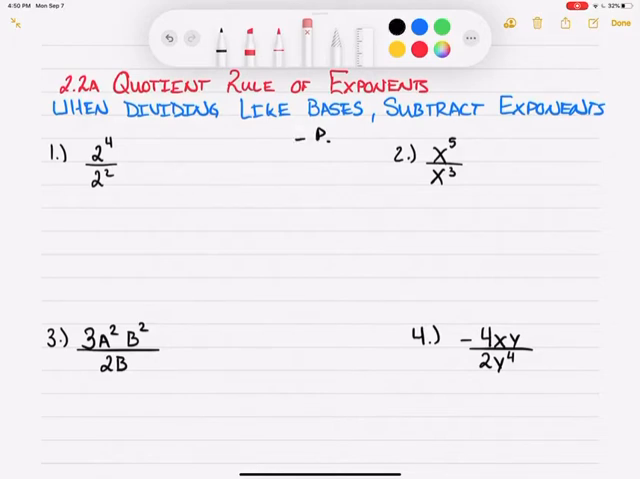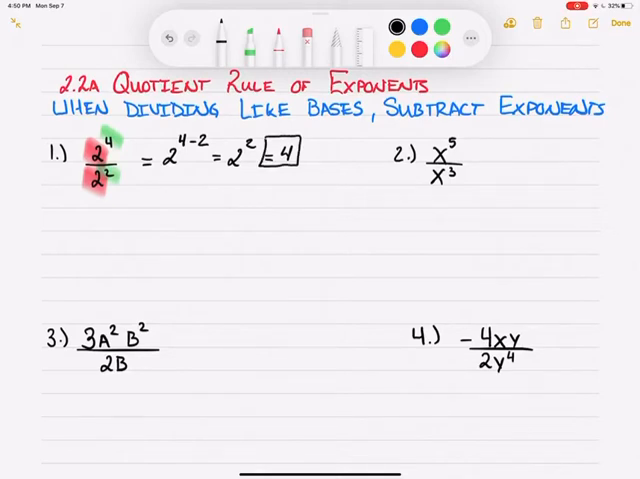In example 1, I have 2 to the 4th over 2 squared. And my bases are both 2, so they're like bases, which means I'm going to subtract my exponents. So this is going to become 2, we keep our base, to the 4 minus 2 power, which is going to become 2 squared, and that's 4.